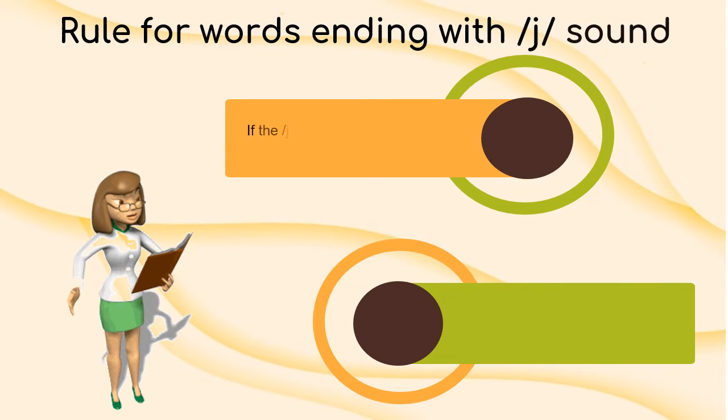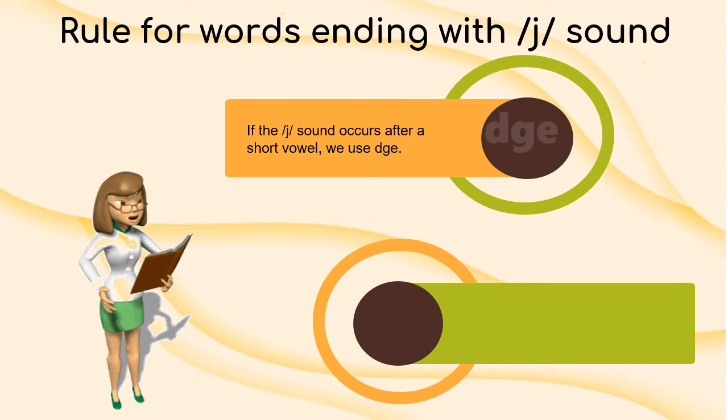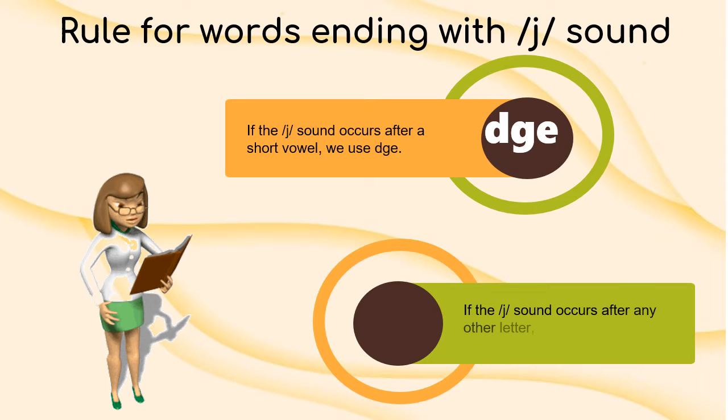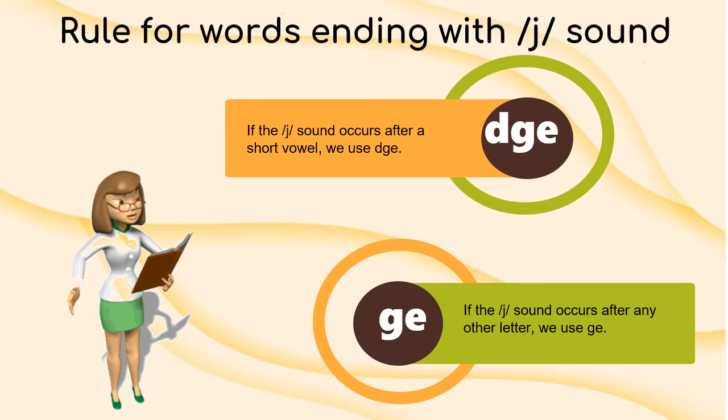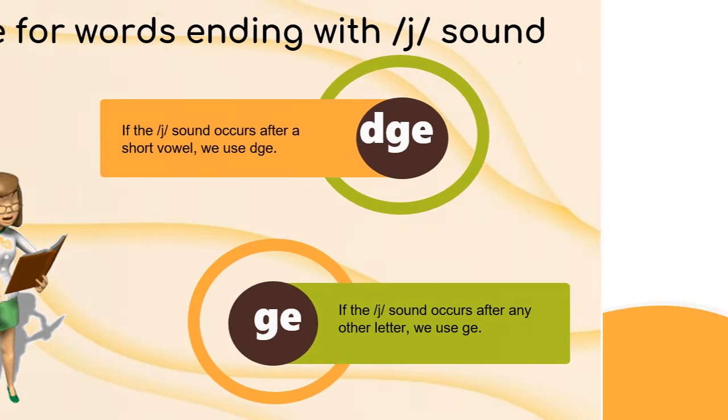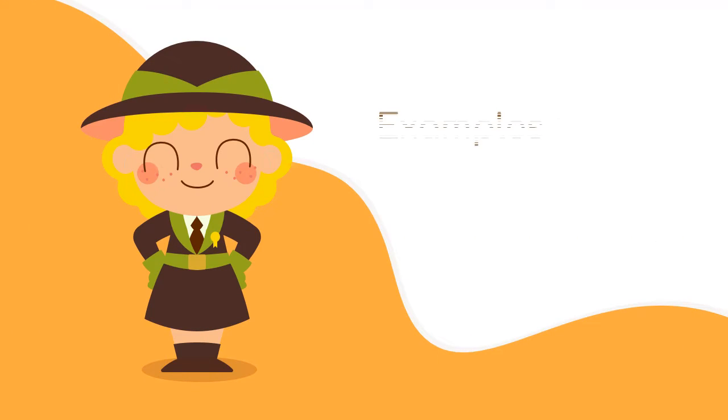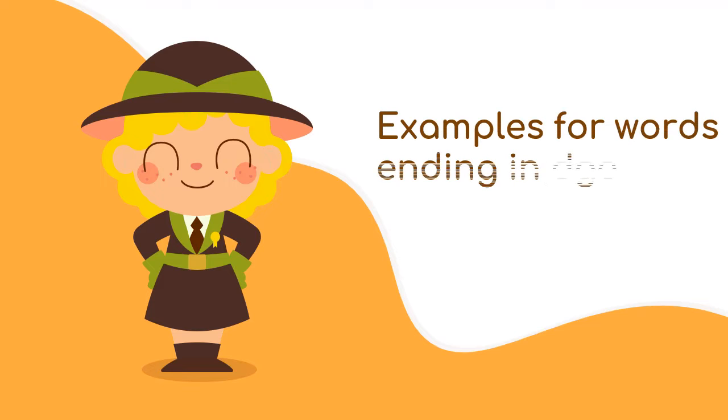If the J sound occurs after a short vowel, we use DGE. If the J sound occurs after any other letter, we use GE. Here are some examples for words ending in DGE.